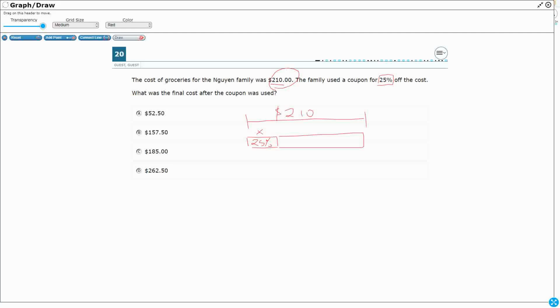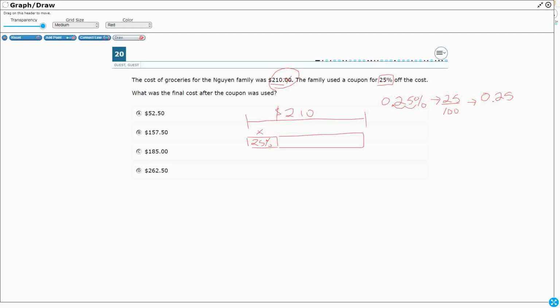I can change my 25%, right? And percent means per 100, into a fraction. Any percent could be changed into a fraction if you make it over 100. Then I need to change that into a decimal, right? 25 hundredths is 0.25. Some of us just skip that middle step and go straight to moving the decimal over twice. That's fine as well. So I need to find what that percent off was. I've got the 0.25. Now I can multiply that by my 210.